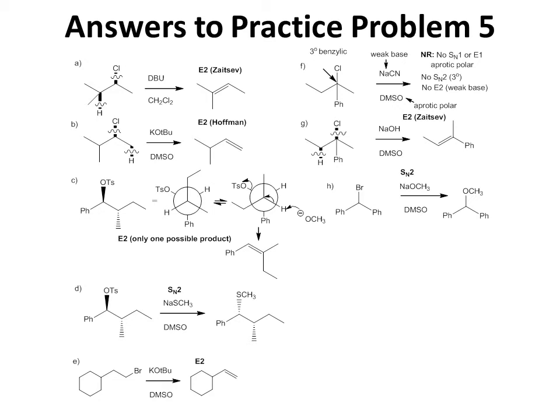In part B, potassium tert-butoxide is a very bulky base, and it prefers to form the less substituted elimination product, or Hofmann elimination product. So instead of finding the hydrogen on the carbon that's the most substituted, we now look at the terminal carbon, which is the least substituted, and use that beta hydrogen, forming a terminal carbon-carbon double bond.